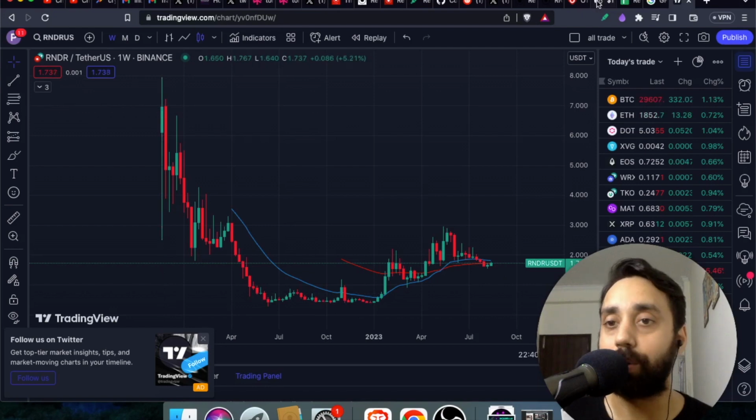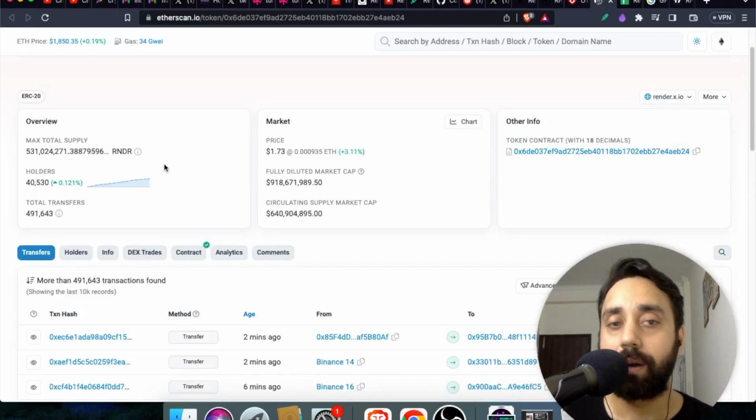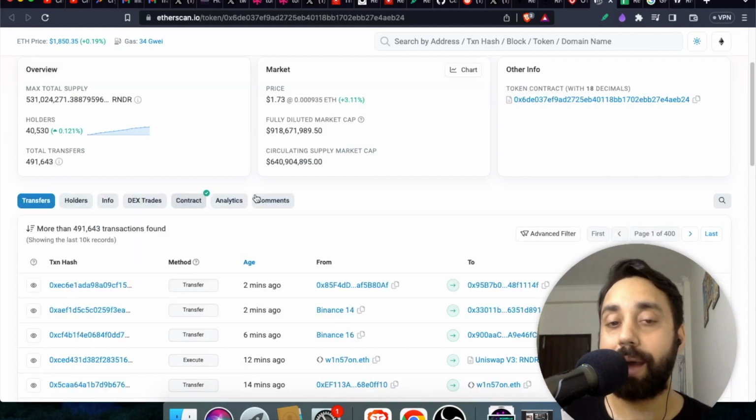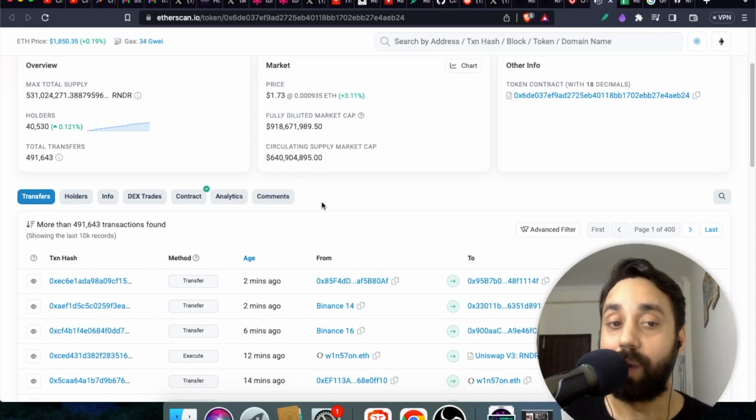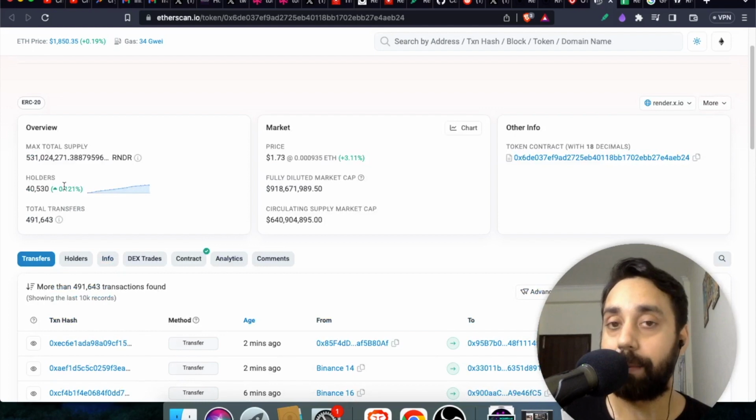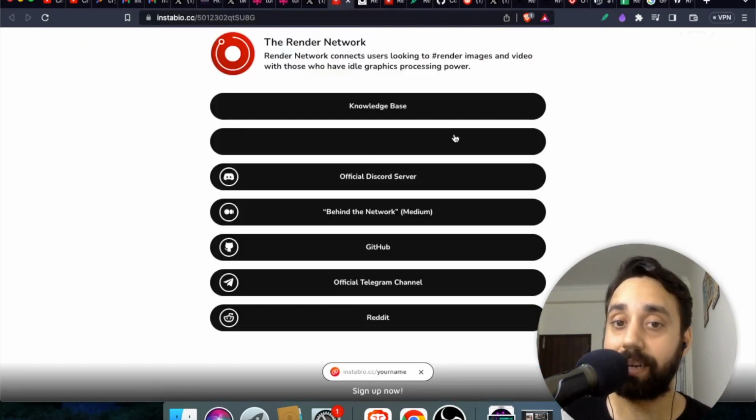If you look at the smart contract, of course the number of holders is decent, 40,000 plus, but if you compare it with the timeline, the token creation and the birth of the project, you can see it is still very low. Even Pepe, the meme coin, has over 100k holders compared to Render Network. So the project is good, but it has failed to attract users. That is what I believe.